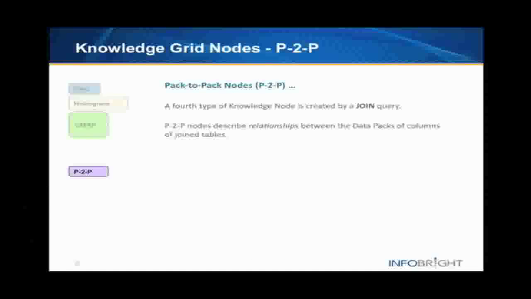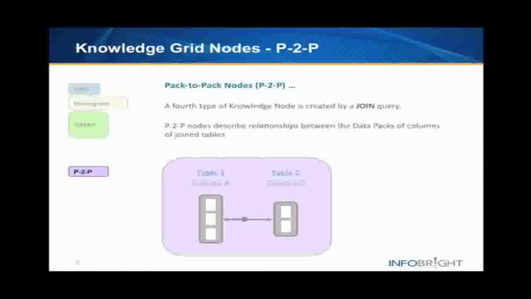The fourth component is called a pack-to-pack node. This knowledge node is different from the first 3 in that it is built only if a join query is run. Pack-to-pack nodes describe the relationships between specific data packs within a specific column based on the constraints of the join query. Here we see that data packs 1 and 3 from the first table are related to data pack 2 of the second table according to the specific constraints of this join query.